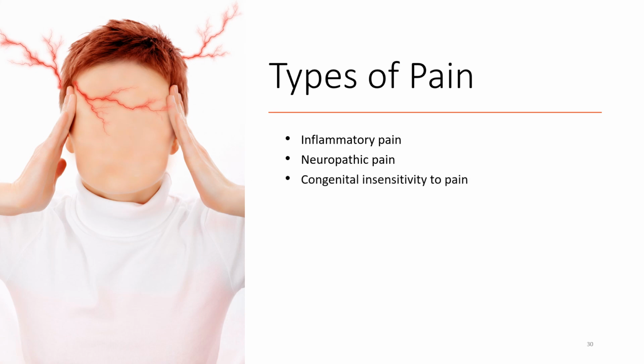And then we also, as I mentioned, have what's called congenital insensitivity to pain. Congenital means that it is present at birth, and congenital insensitivity to pain is where a person has the inability to perceive physical pain. So from when that person is born, they never feel pain in any part of their body when they're injured.